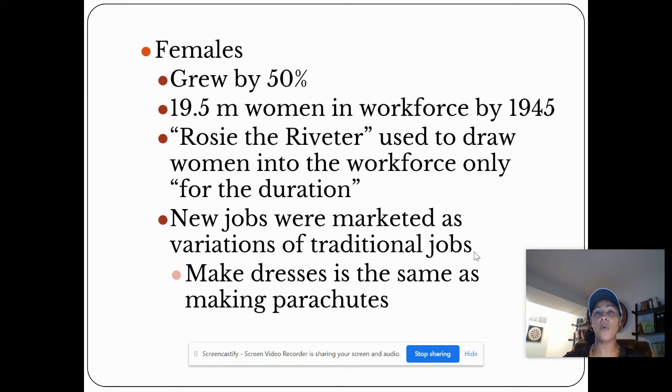19.5 million women in the workforce by 1945. The whole idea of Rosie the Riveter, if you guys ever see that picture, Rosie the Riveter with her hand up or fist up, basically says women can do this too. Okay, women can be in the workforce. We can do these jobs just as well as any man.